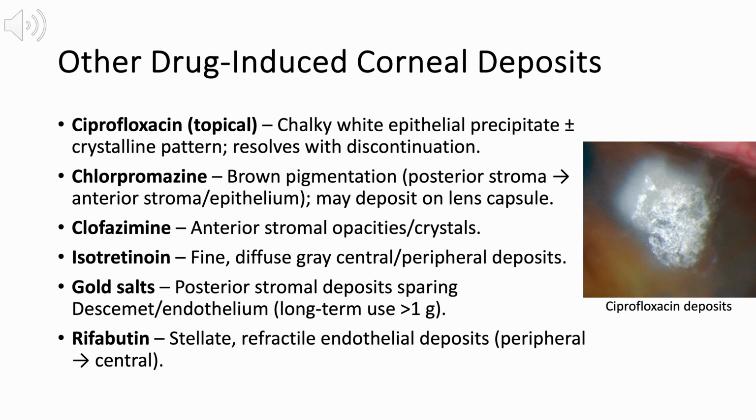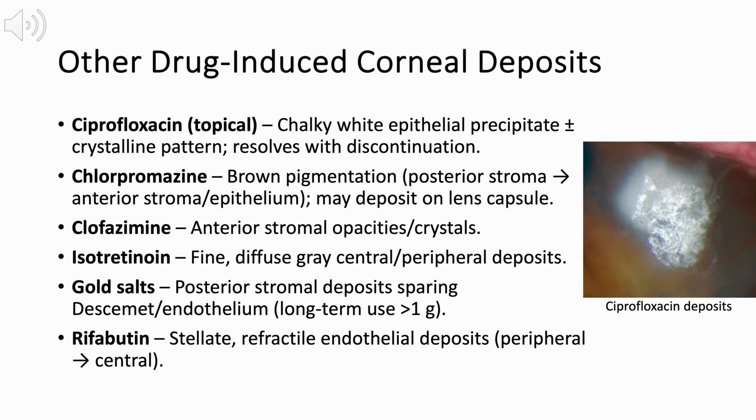Lastly, let's review other drug-induced corneal deposits and their characteristic features. Ciprofloxacin, when used topically, can produce a chalky white epithelial precipitate composed of ciprofloxacin crystals. Although white plaques predominate, a crystalline pattern can sometimes be seen. This resolves with discontinuation of the medication. Chlorpromazine leads to brown pigmentation.